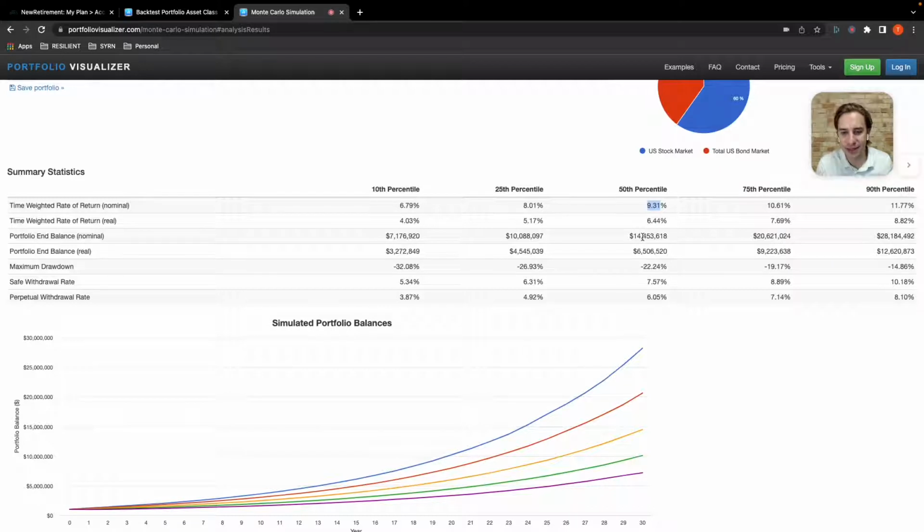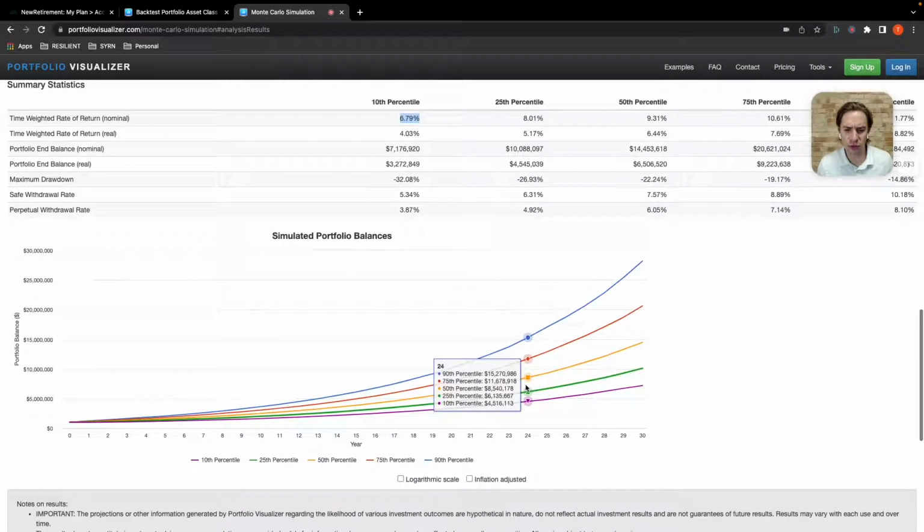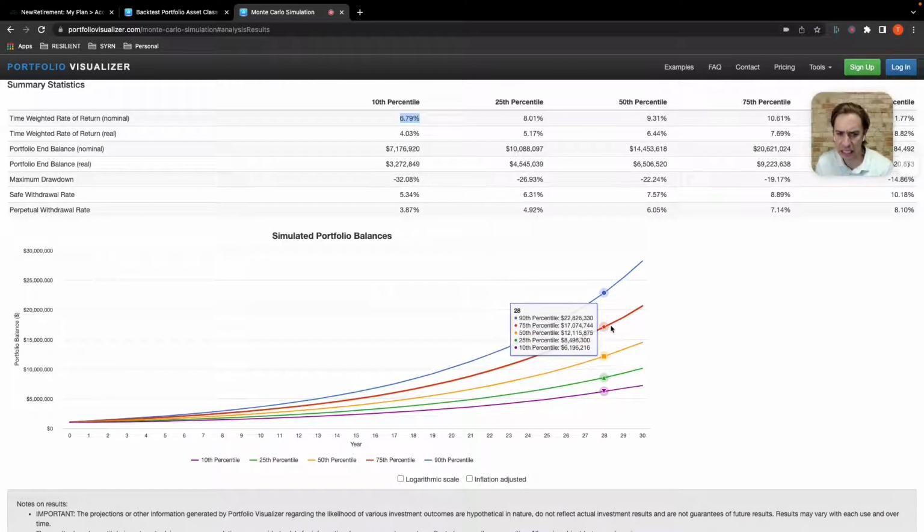But again, this is kind of high. I would actually plan, if you're going to use this, definitely reduce it by 1. This seems just a little bit high today. Typically, I don't remember 60-40 forecasted over a 30-year period being this high.